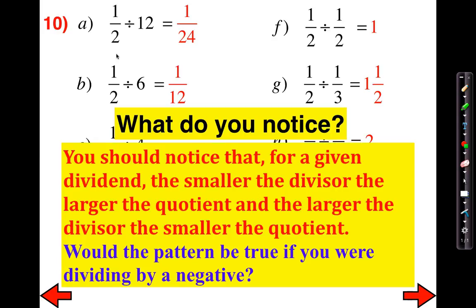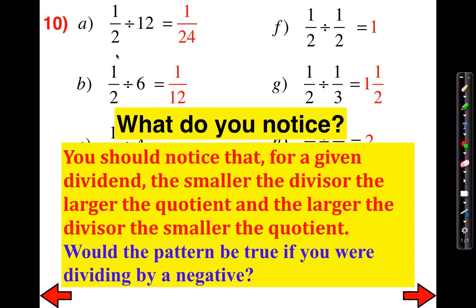Again, you should have noticed that for any given dividend, the smaller the divisor, the larger the quotient. And the larger the divisor, the smaller the quotient. So again, think of it as a pizza. The more people you have to share it with, aka the bigger the divisor, the smaller the piece you get. Or in reverse, the fewer people you have to share your pizza with, the bigger the slice you would have.